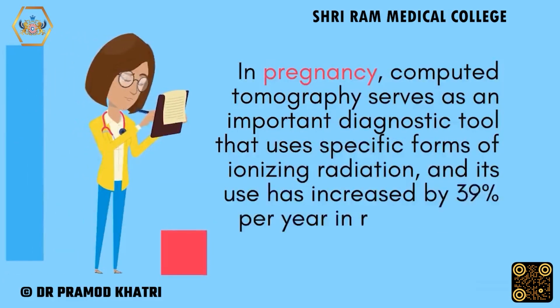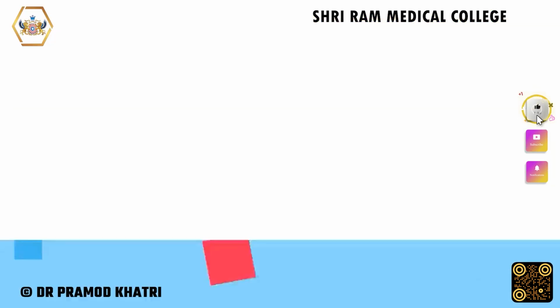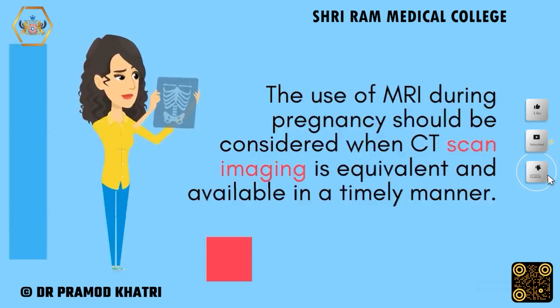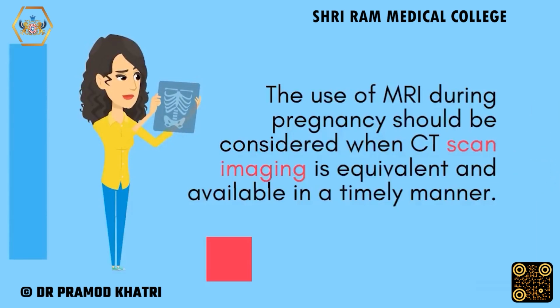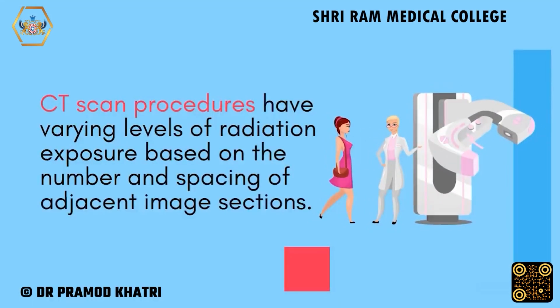In pregnancy, computer tomography serves as an important diagnostic tool that uses specific forms of ionizing radiation, and its use has increased by 39% per year in recent years. The use of MRI during pregnancy should be considered when CT scan imaging is equivalent and available in a timely manner. CT scan procedures have varying levels of radiation exposure based on the number and spacing of adjacent image sections.